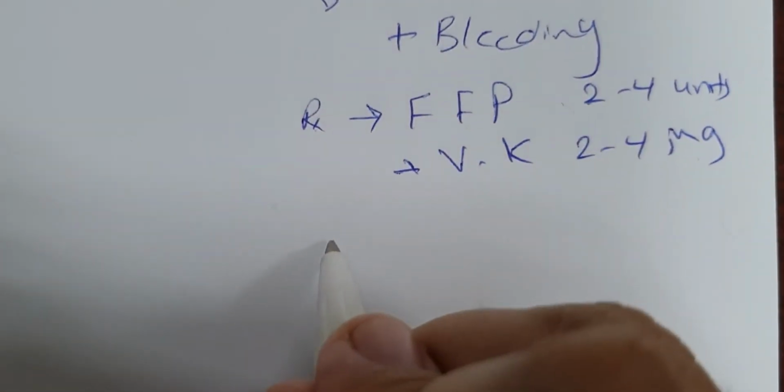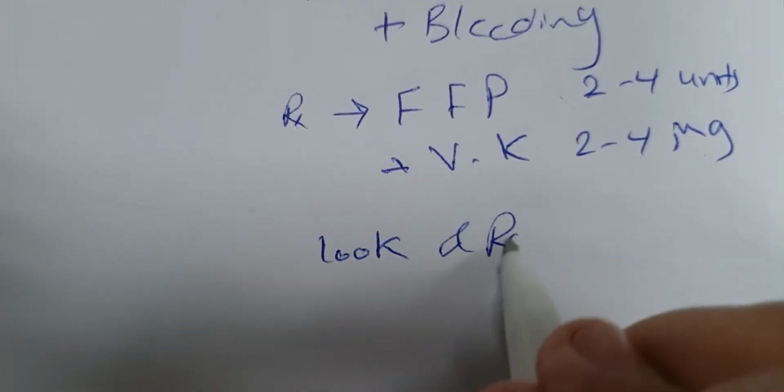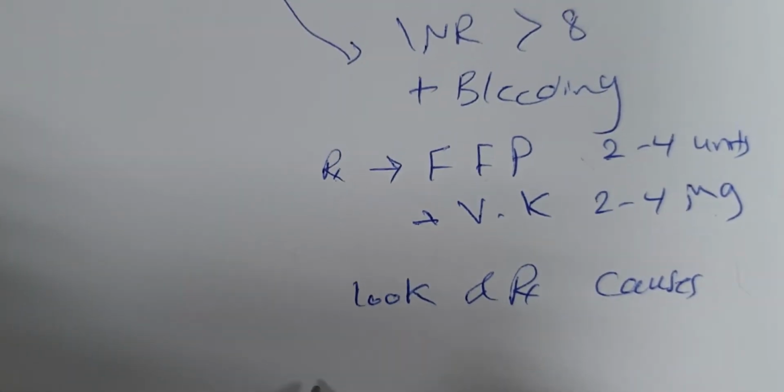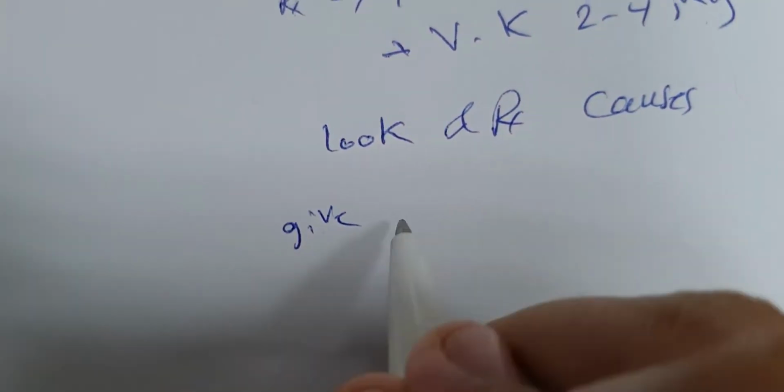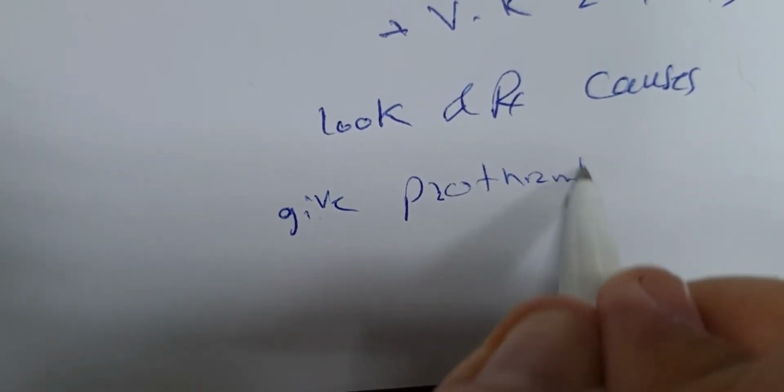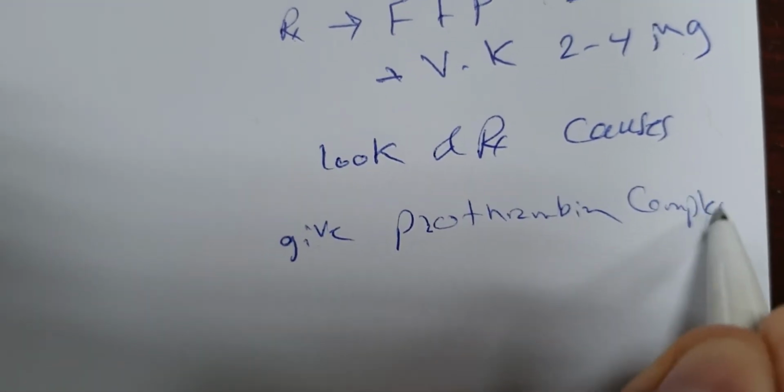And in case of life-threatening bleeding, such as intracerebral bleeding or eye bleeding or other severe cases, we can start with prothrombin complexes.